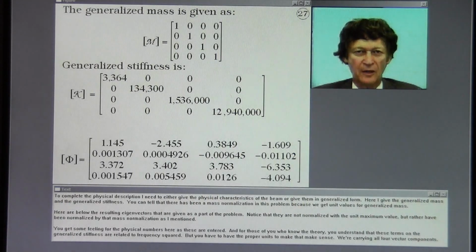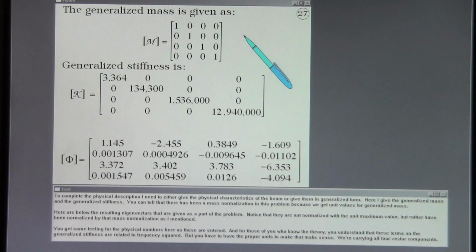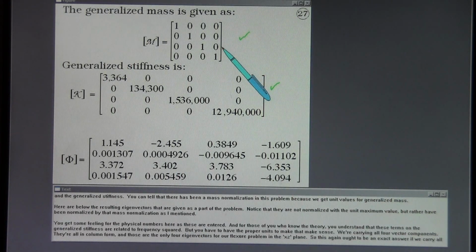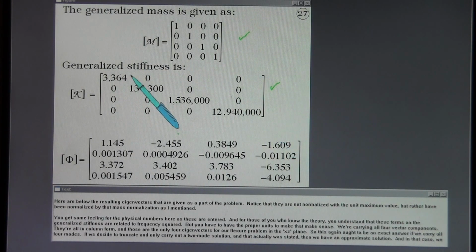To complete the physical description, I need to either give the physical characteristics of the beam or give them in generalized form. Here I give the generalized mass and the generalized stiffness. You can tell that there has been a mass normalization in this problem because we get unit values for generalized mass. Here below are the resulting eigenvectors that are given as a part of the problem. Notice that they are not normalized with the unit maximum value, but rather have been normalized by that mass normalization as I mentioned. You get some feeling for the physical numbers here as these are entered.